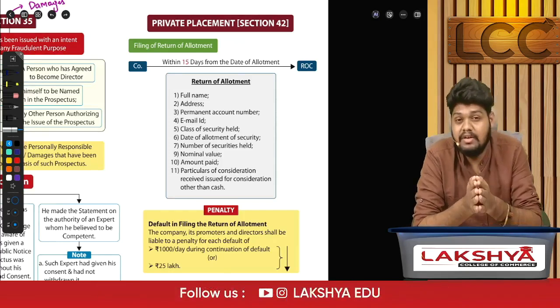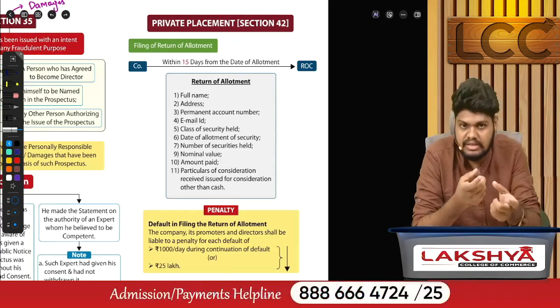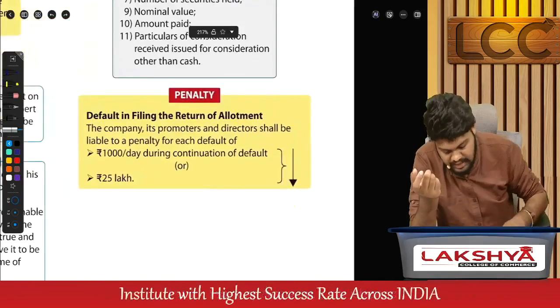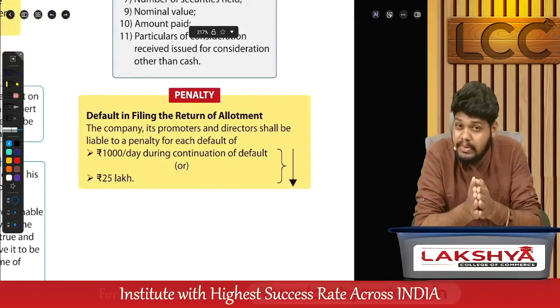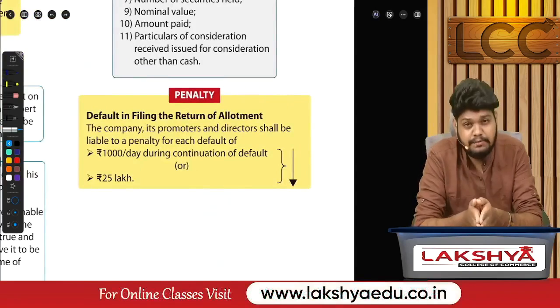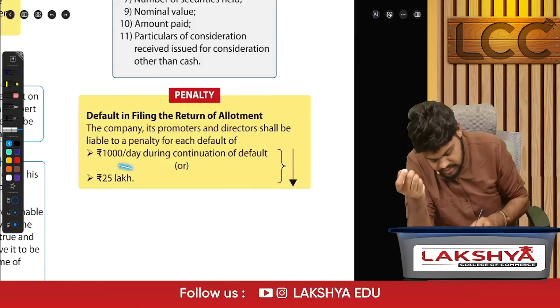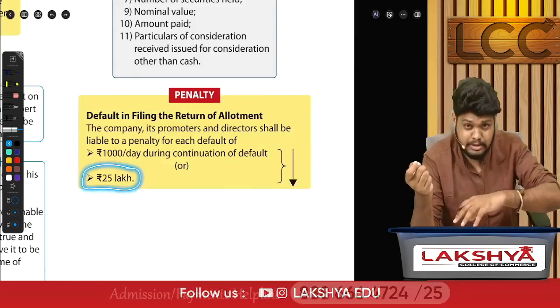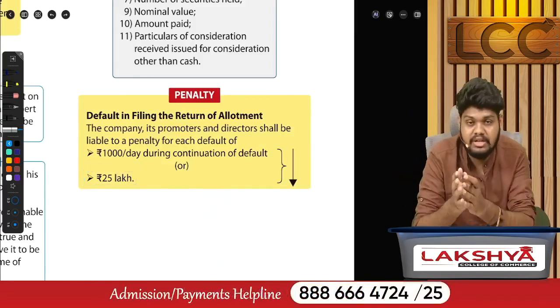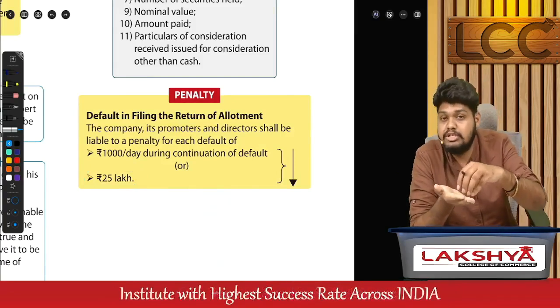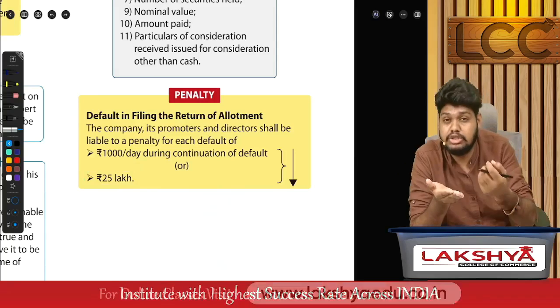It has to be filed within a period of 15 days. If not filed within 15 days, the company will be imposed with a penalty of ₹1,000 per day of such default, or ₹25 lakhs. A special provision, guys. Usually when this comes up, we use the word 1 lakh, but a special logic to be remembered specifically: 1,000 per day or ₹25 lakhs, whichever is lower for each such default.